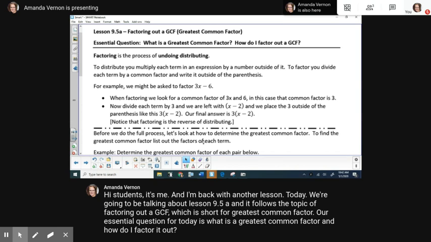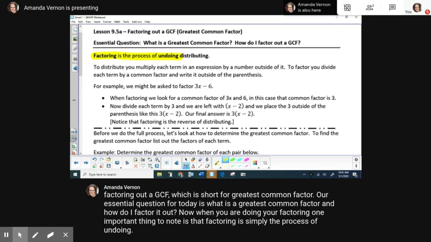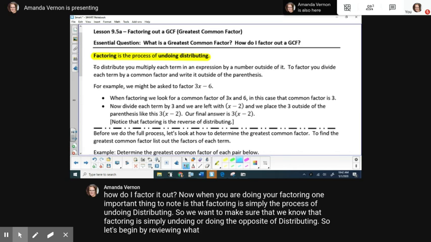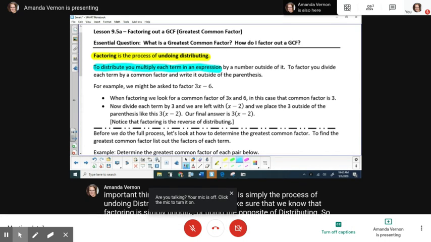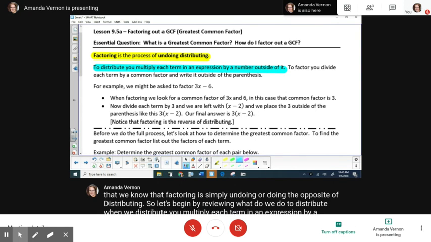Now, when you are doing your factoring, one important thing to note is that factoring is simply the process of undoing distributing. So we want to make sure that we know that factoring is simply doing the opposite of distributing. So let's begin by reviewing, what do we do to distribute? When we distribute, you multiply each term in an expression by a number outside of it. When you're factoring, you divide each term by that common factor and write it outside of the parentheses.